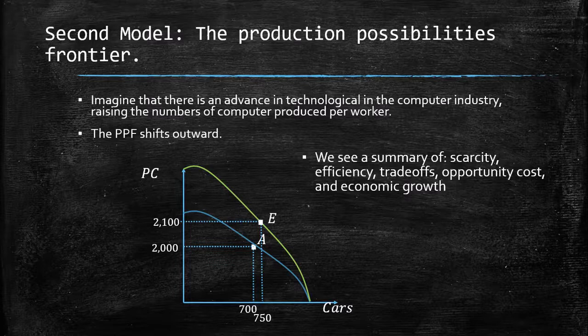So with these two simple models, we see a summary of the first vocabulary that we have already seen in previous videos. We are talking about the scarcity of resources, efficiency, and the trade-off: what I have to produce, cars or personal computers. There is an opportunity cost. The price of a thing is what you give up to get it, okay, and economic growth, like in this case.